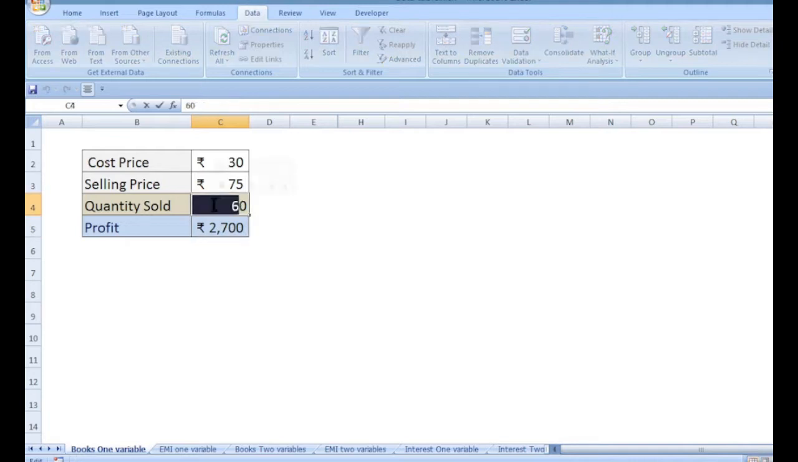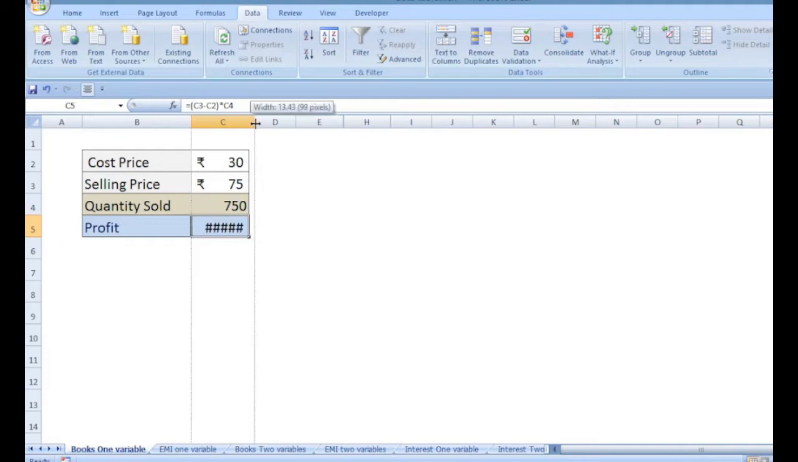What if I sell 75 items? I get some value like this, 33,750. So here I make changes to this quantity sold and get the corresponding profit. Instead of that, if I get it in a table for all possible values of quantity, then it will be easy for me to compare. So we go for data table.